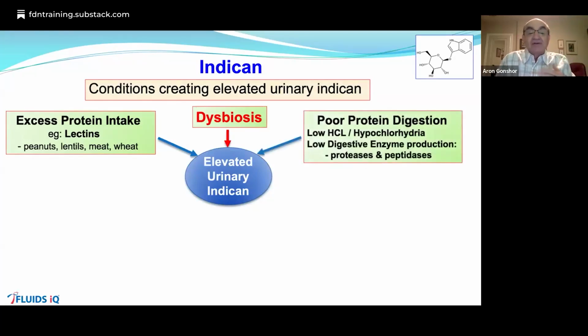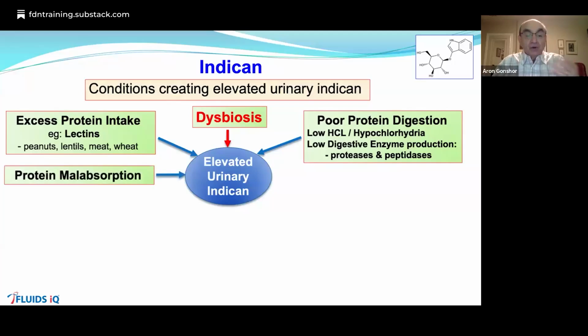The second thing would be everything is okay as far as protein intake, but you're just not digesting it properly. Why not? Well, it could be because of low hydrochloric acid, low HCl. That's hypochloridria, very well known. Or very low digestive enzyme production. A lot of people have problems in not producing enough proteases or peptidases, etc. So they're going to have that problem. You can have protein malabsorption. In other words, everything else is working well, but you're just not absorbing all of this properly.